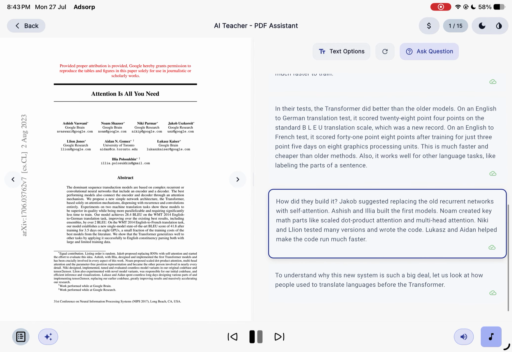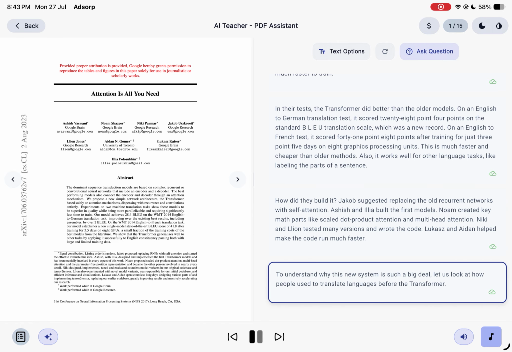How did they build it? Jakob suggested replacing the old recurrent networks with self-attention. Ashish and Illia built the first models. Noam created key parts like scaled dot-product attention and multi-head attention. Niki and Llion tested many versions and wrote the code. Lukasz and Aidan helped make the code run much faster.